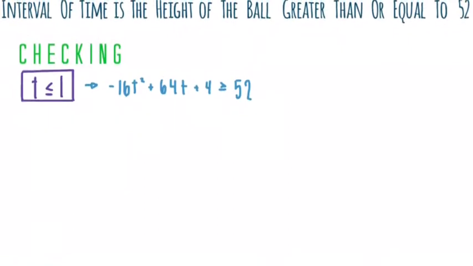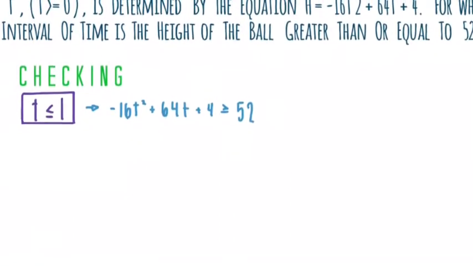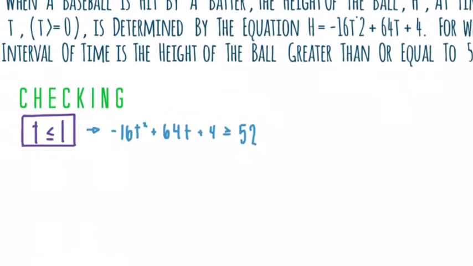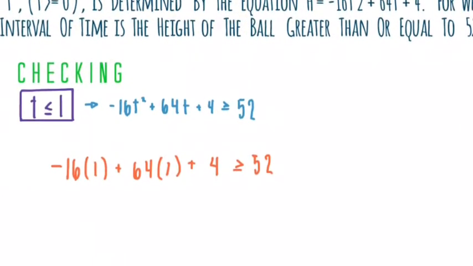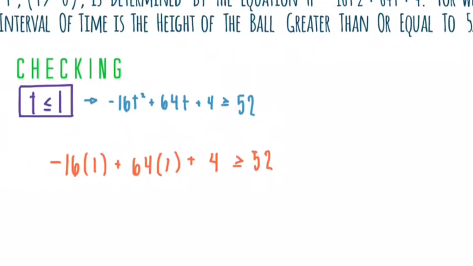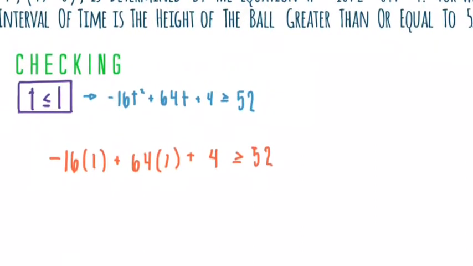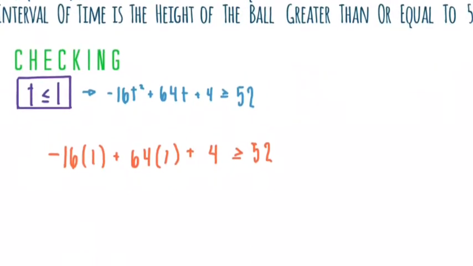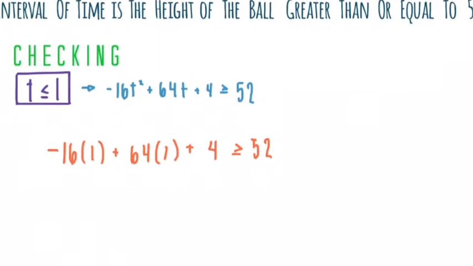Checking is when you get your final answer and substitute that to the original equation. Since we have two answers, we check them both individually. We substitute our t to the equation, which is less than or equal to 1. This will therefore become negative 16 times 1 plus 64 times 1 plus 4 is greater than or equal to 52. We may use any numbers less than or equal to 1, but to make it simpler, we choose the number closer to it, or the smaller number in that case.